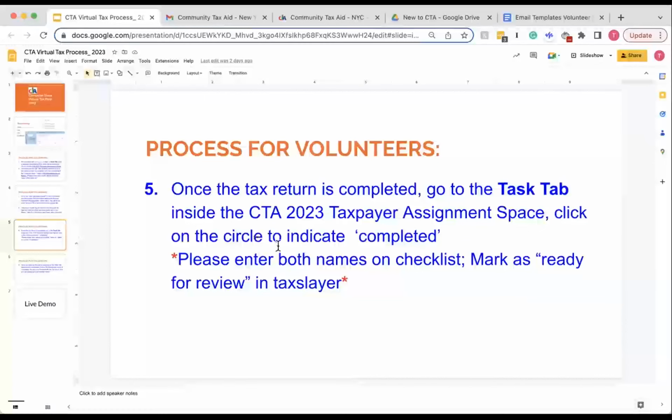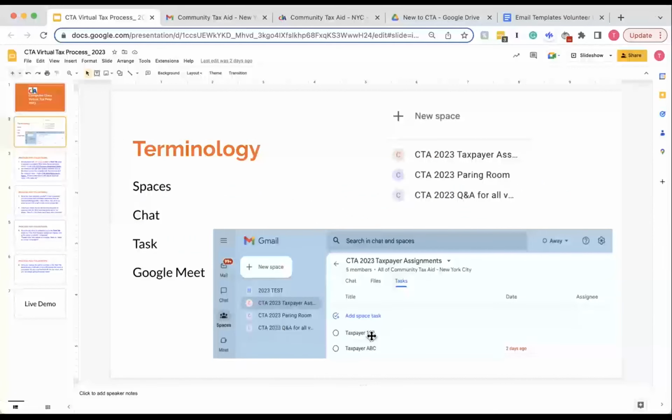So you've gone in, you've done the interview, and someone's done the tax software input. In order to finish and say, okay, I'm done, this is ready for review by a manager, you go back into this space and click on this little button next to the dot next to the taxpayer's name, and it will go to the completed section. That signals an alert to the assistant manager that you've finished the interview and tax computer input, and a manager will go ahead and review it. There's a separate process for manager review.